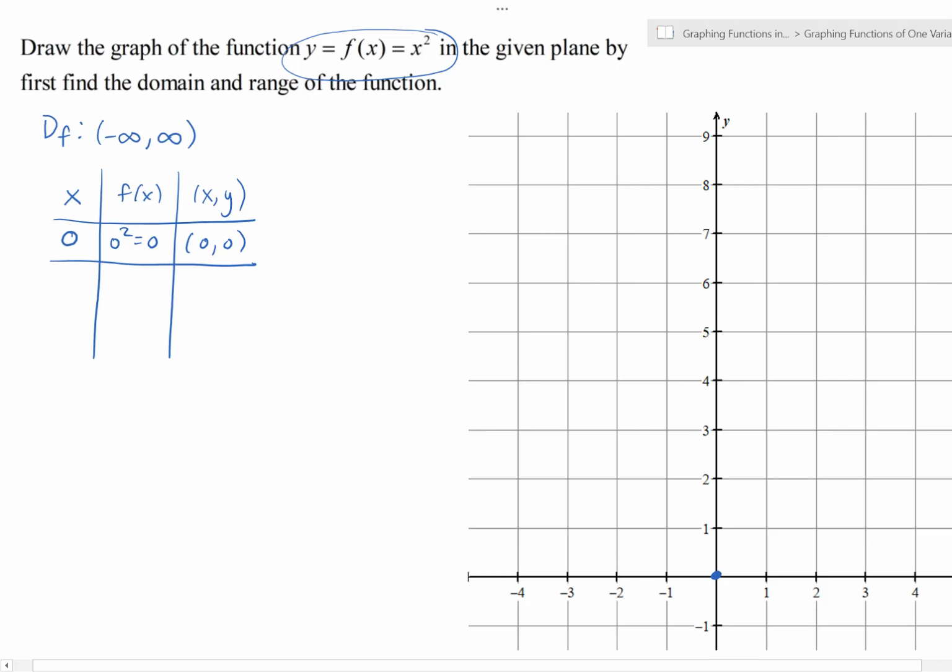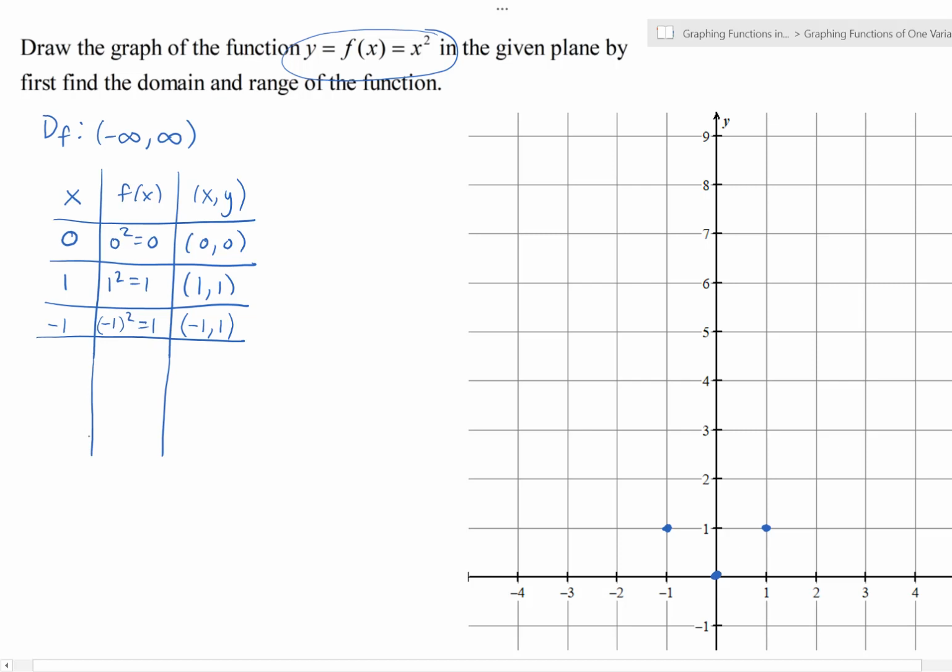Pick some more. How about if x is 1? 1 squared is 1, so we get the ordered pair (1, 1). (1, 1), boom, plot the point. How about if x is -1? Well, then (-1) squared is also 1. So we get the ordered pair (-1, 1). Plot it right there. So we're starting to see something happen.